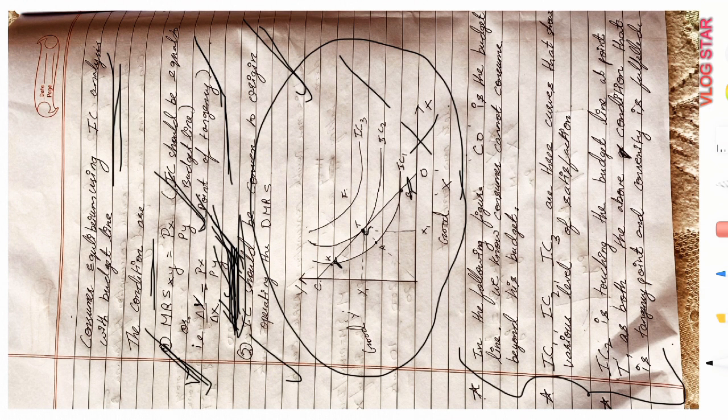Now let's talk about IC3 as well. We don't take IC3. Why? Because it is above our budget. So our budget is over here, IC3 is over here, so we can't reach this much. We can't reach over here because our budget is restraining us.